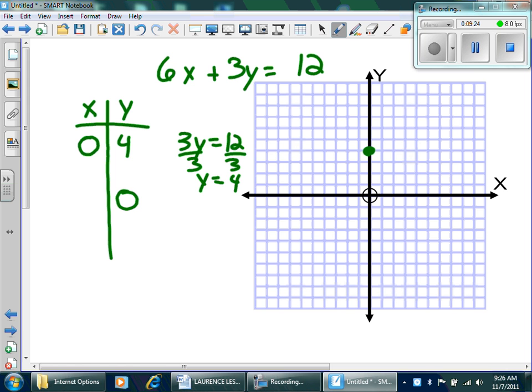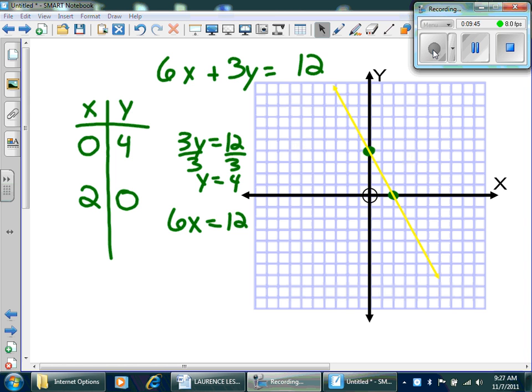All right, I'll plug 0 in for y now. When I plug 0 in for y, the 3y becomes 0, so my equation becomes 6x equals 12, and most of you can just look at it and say, hey, Mr. Lawrence, x must be 2. I will plot the point (2, 0) right there, and I'm going to be ready to graph. Hold on one second. And there we go. There's my line. That's how easy this is.